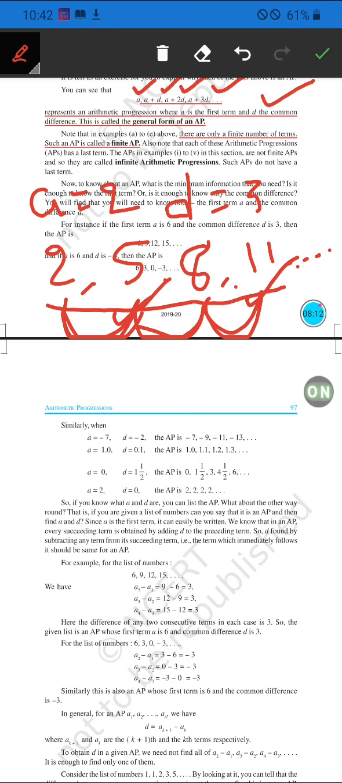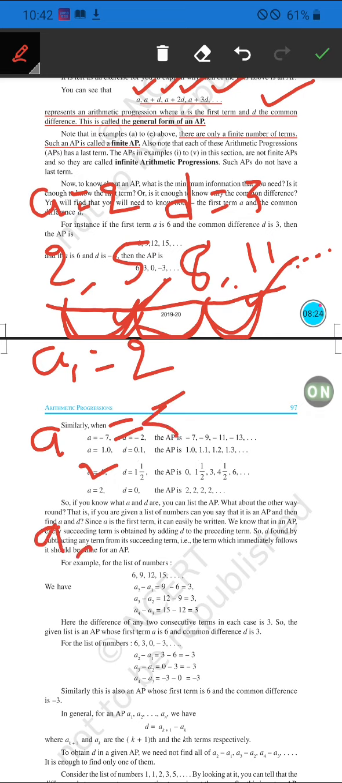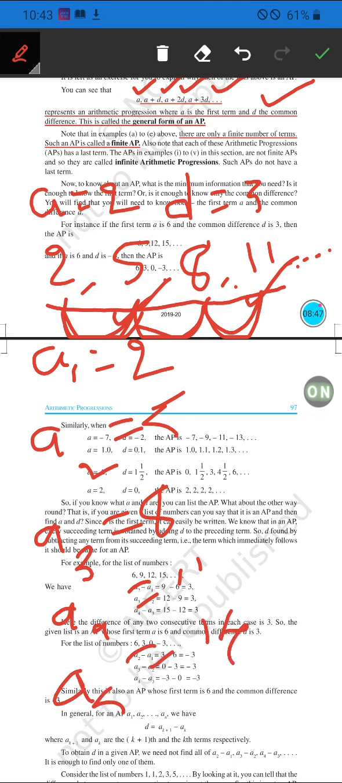The first term we can write as A1, which is 2. The second term is A2, that is 5. The third term is A3, that is 8. The fourth term is A4, that is 11. What is the fifth term? You can guess easily: A5, the fifth term, is 14. How do you get that? Simply by adding 3 to the preceding number.